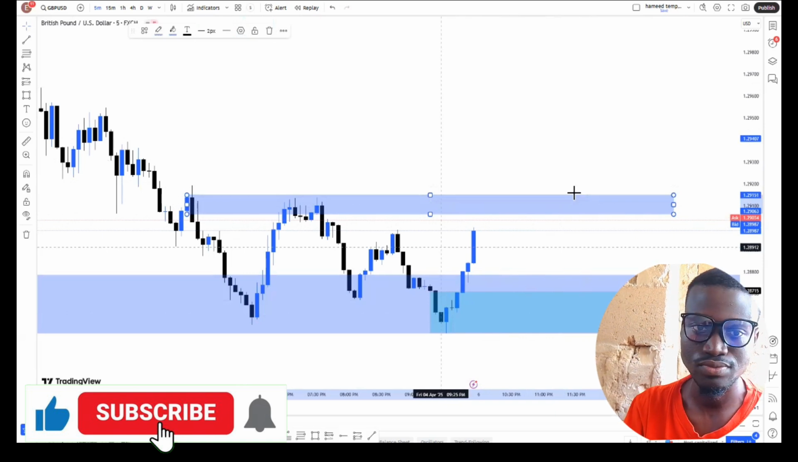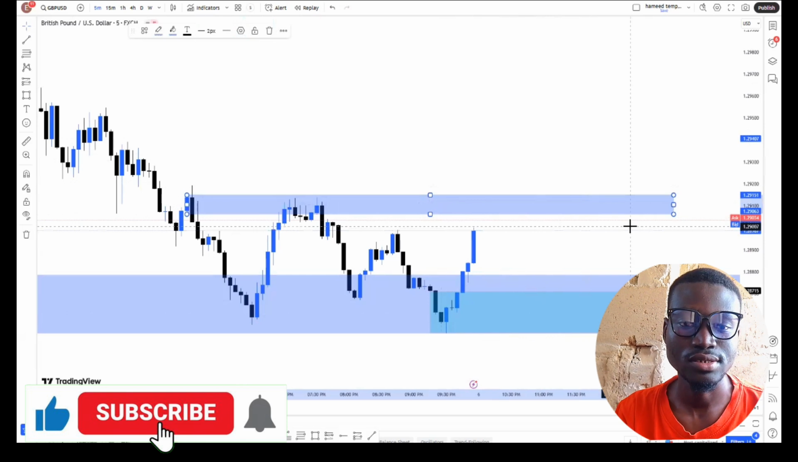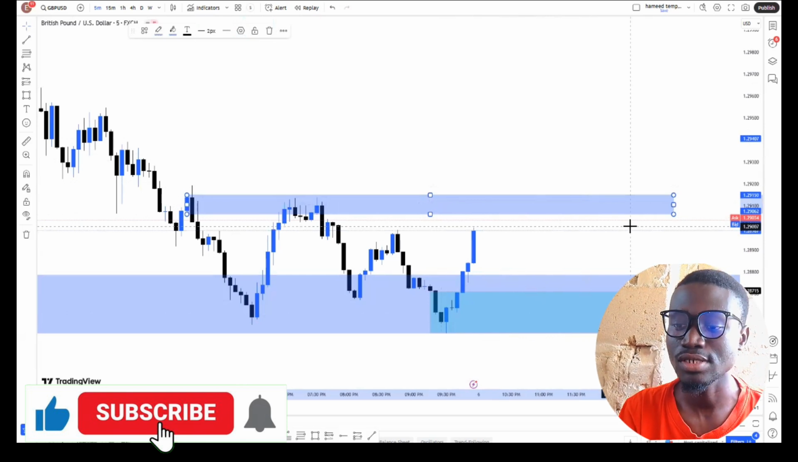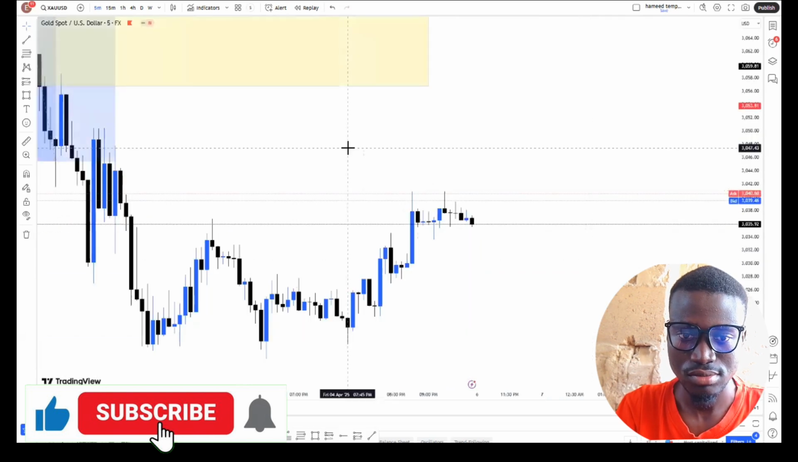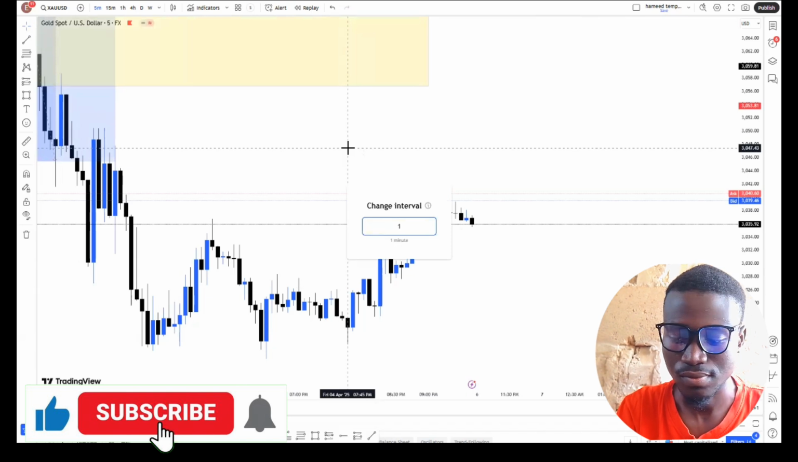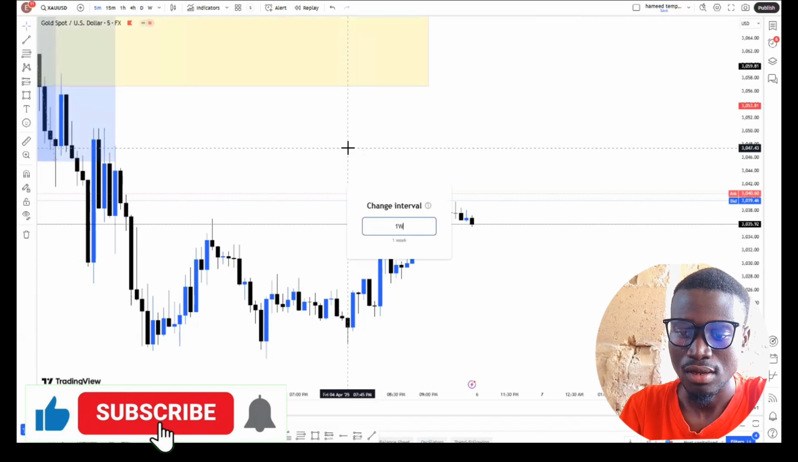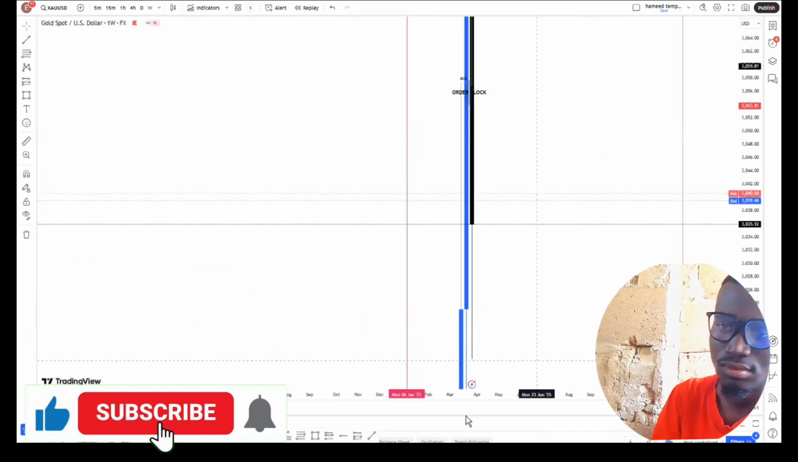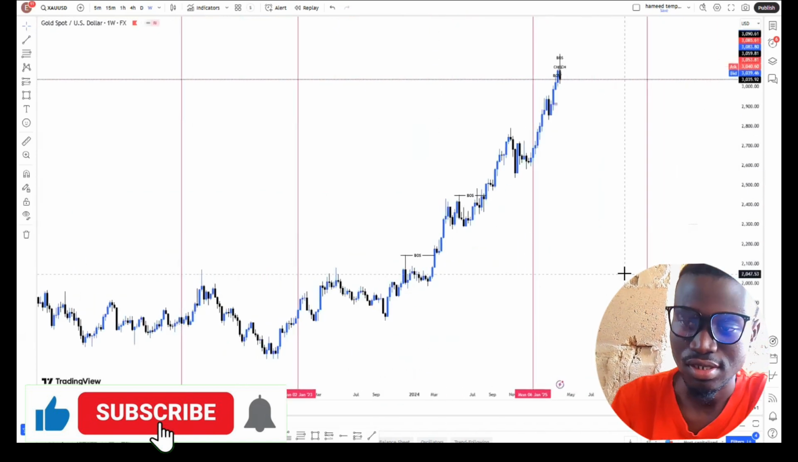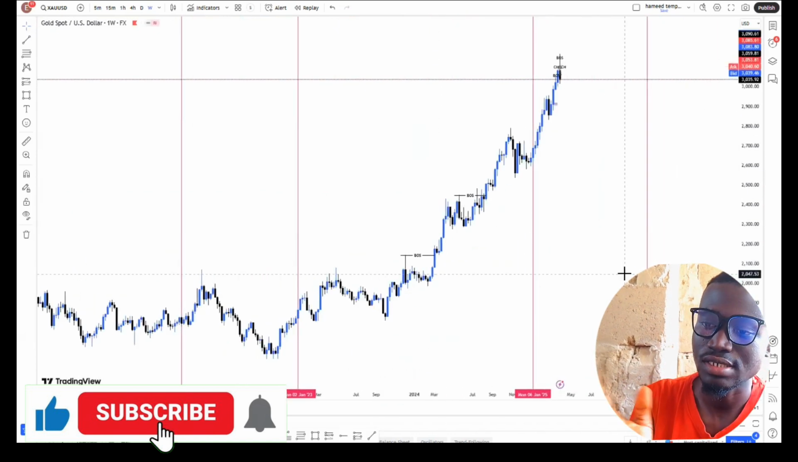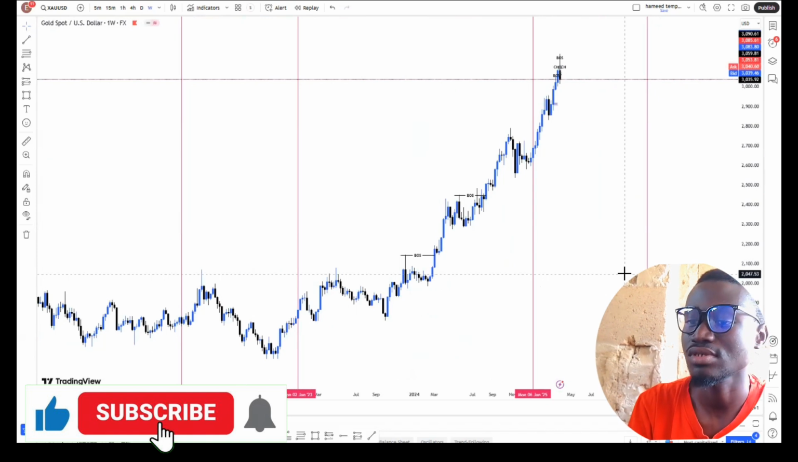Let's continue, let's go to XAU USD. Okay, same thing. Let's go to 4 hour. Oh, sorry, 1 week. Now on the weekly time frame, we can see market is still on a bullish trend. As we see last week, market is still on a bullish trend. Last week still continued on its bullish trend.